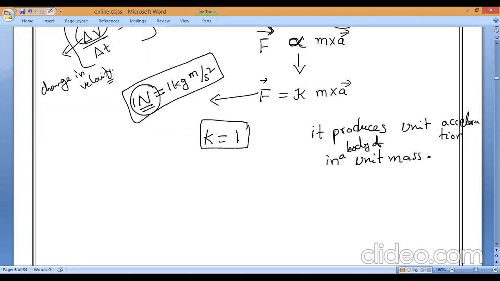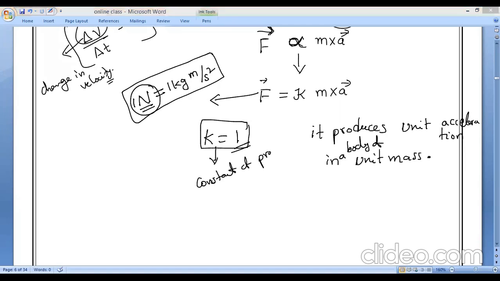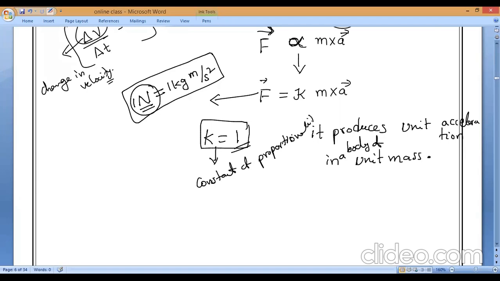So that is why K value will become what? The constant of proportionality, K, is equal to what? 1. Do you understand? So that is what you have to remember. Constant of proportionality. Everybody note it down. Is it okay? Clear? Yes, sir. Please, all of you make it.